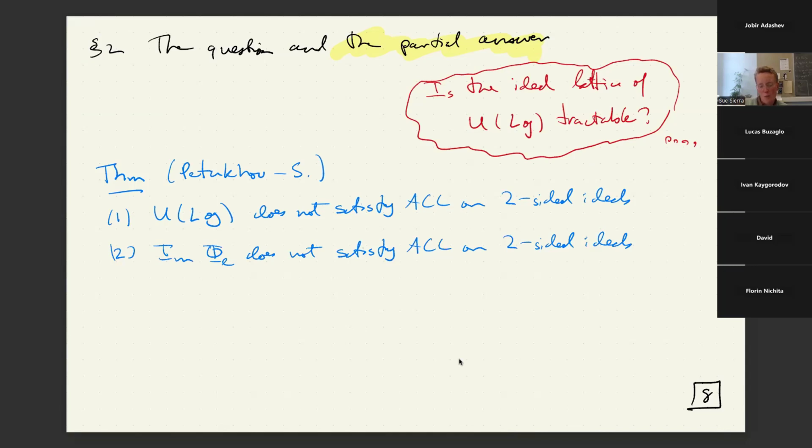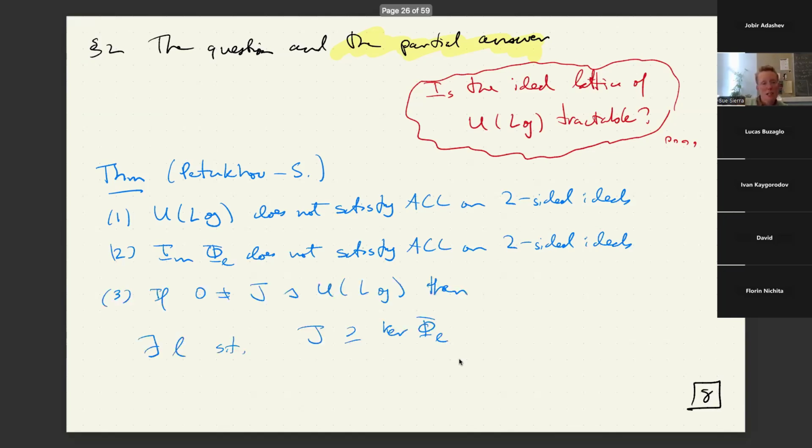So you don't actually have to look at the full enveloping algebra. You can look at its images under these phi Ls. But so that's no, it's not tractable. Here's the yes answer. If I've got a non-zero two-sided ideal in the enveloping algebra of the loop algebra, let's call it J, then J contains the kernel of some phi sub L. So these phi sub L's are cofinal in the ideal lattice.